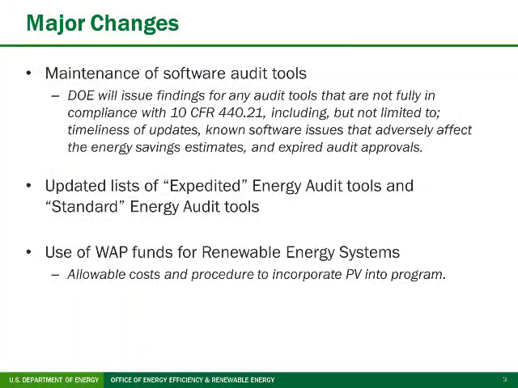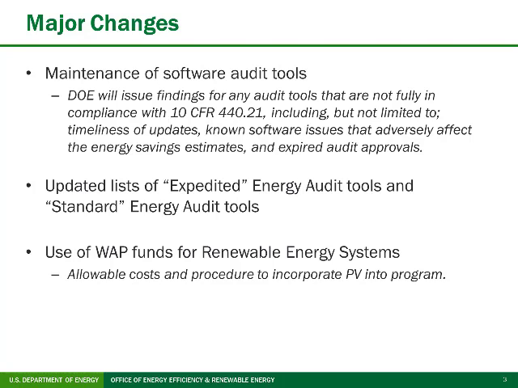Let's begin by discussing a few of the major changes that you'll notice in WPN 19-4. The first one involves the maintenance of software audit tools. DOE, from this point forward, will issue findings for any audit tools that are not fully in compliance with regulation. This includes, but is not limited to, the timeliness of updates, known software issues that adversely affect energy savings estimates, and expired audit approvals.